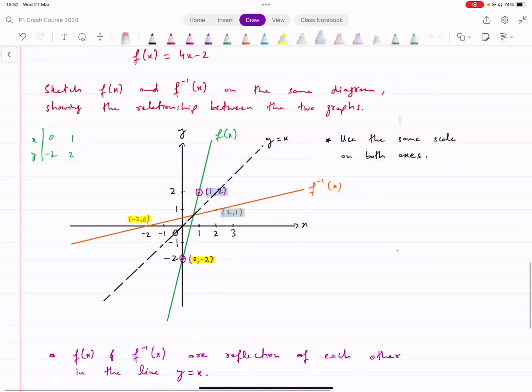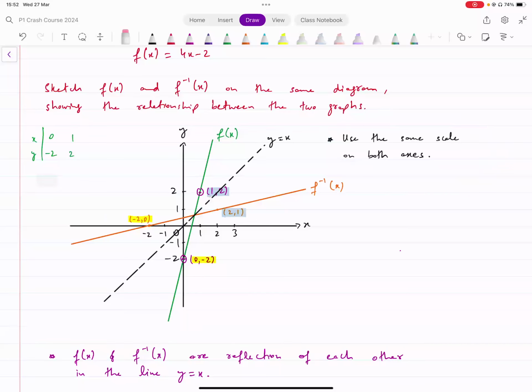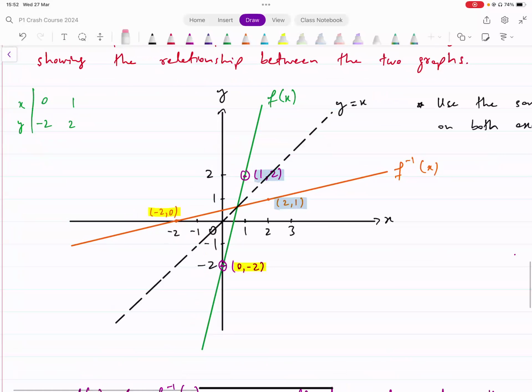Now, why is it important to use the same scale on both axes whenever you draw graphs of functions? Because otherwise it would not be very clear. The reflection would not be very clear in that case. In this case, since we have the same scale on both axes, we can see that the graphs are reflections of each other. It's visible on the graph. However, if the scale was not the same, let's see what it would look like.